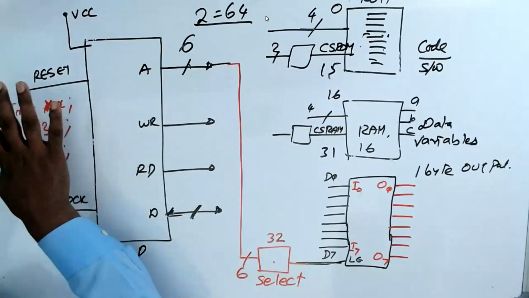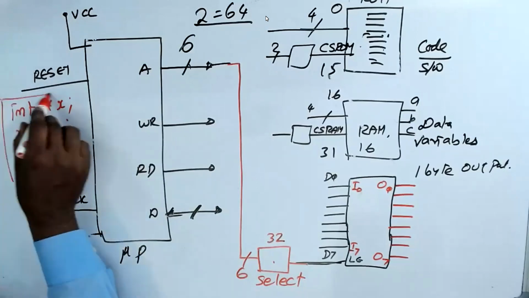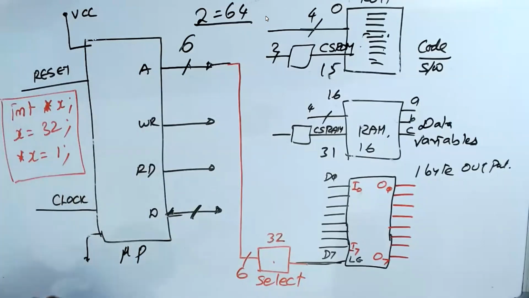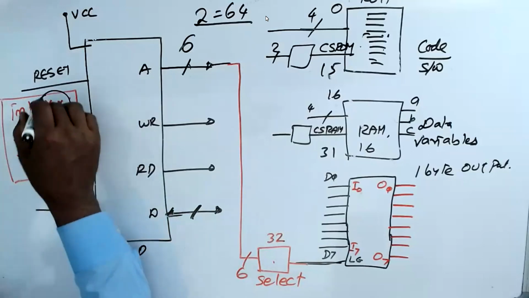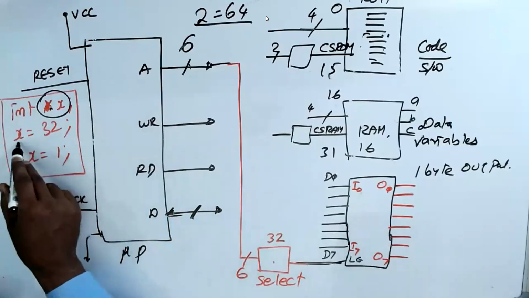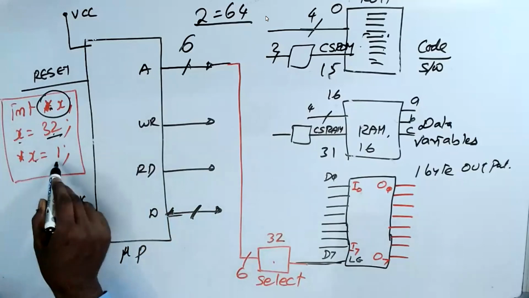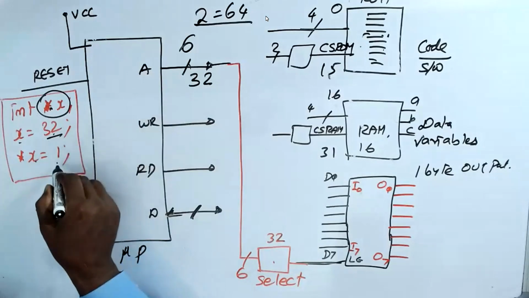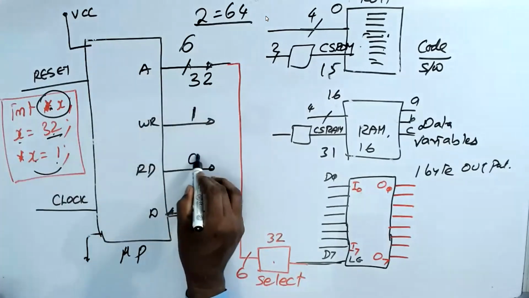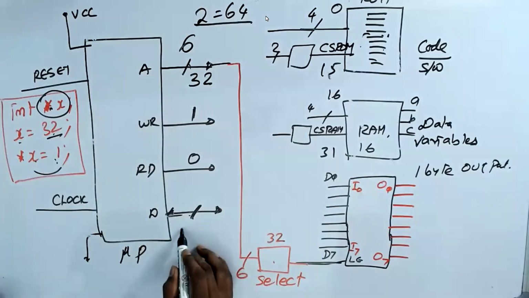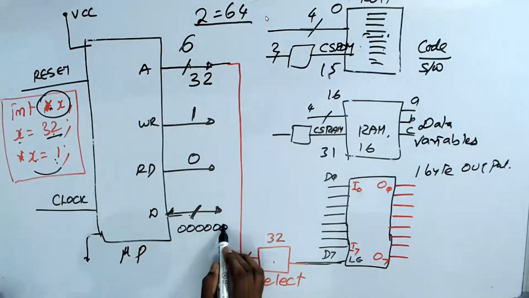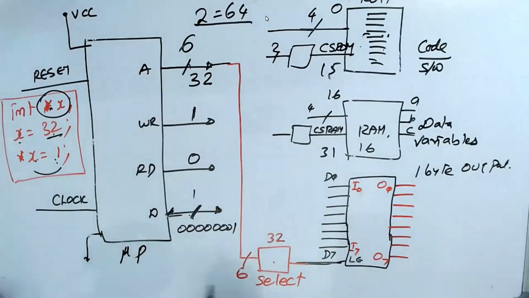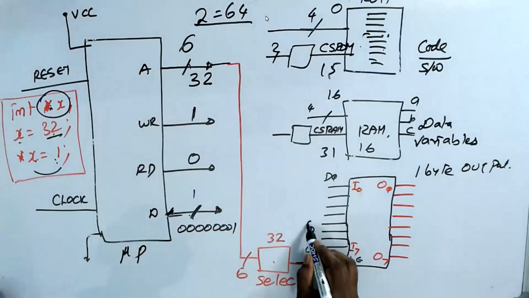Now let us see what is happening. I've written a very small program. Now this star x is a variable, that is this, and x is 32. I'm writing at 32, 1. So the microprocessor puts 32 here and is writing. So write is 1, read is 0, and data is 1. 1 means 0, 0, 0, 0, 0, 0, 0, 1.